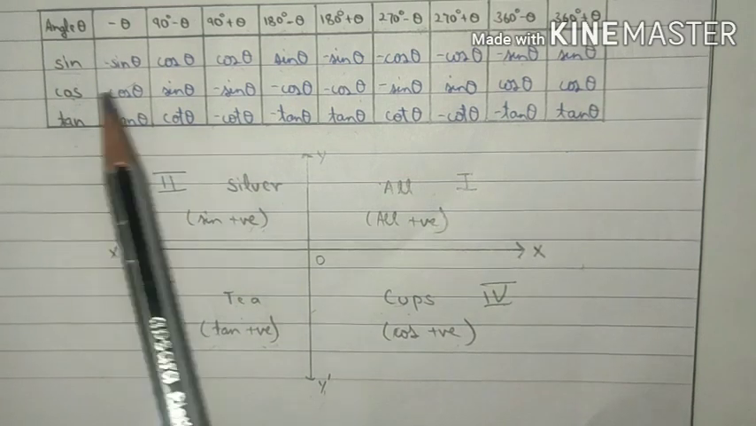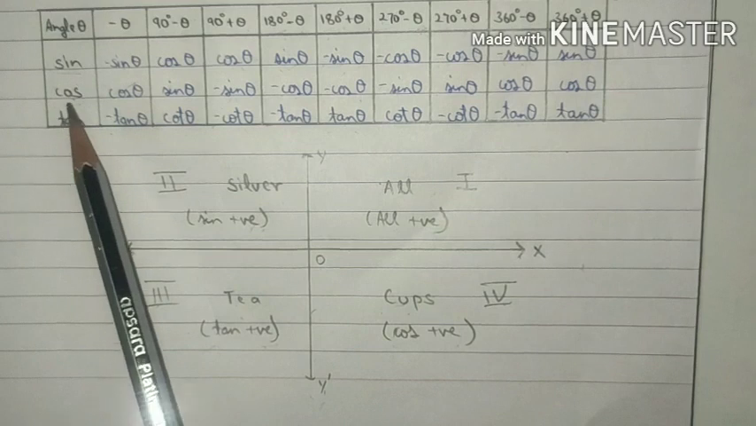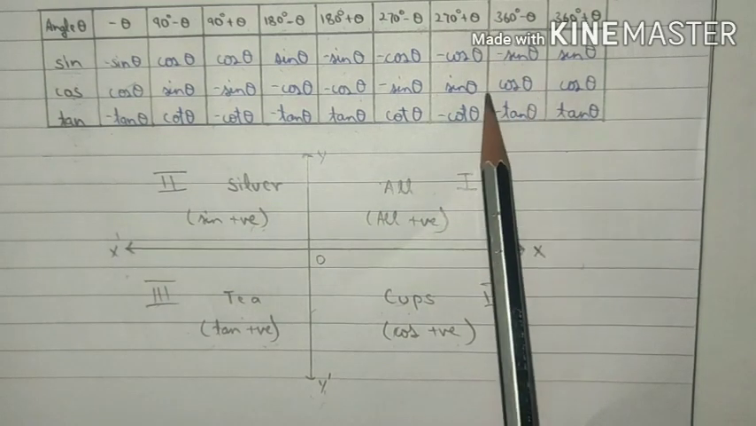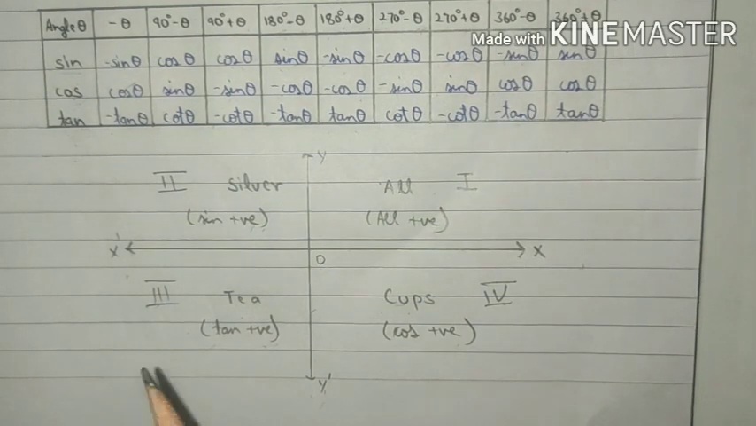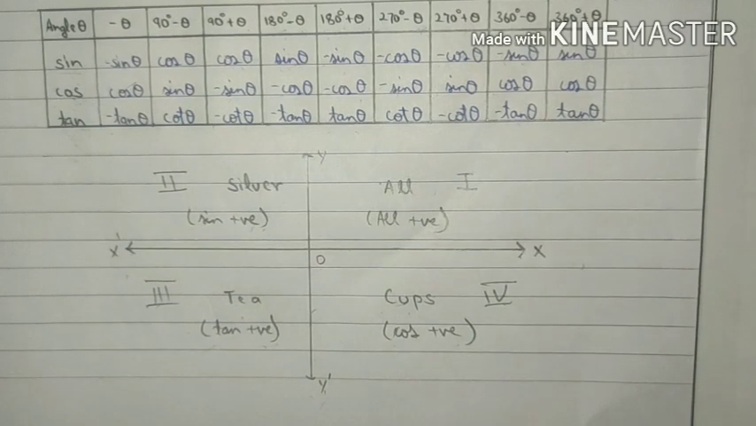Cos of 270 degree plus theta is positive, and cos of 360 degree minus theta is also positive, since it lies in the fourth quadrant where the value of cos is positive. Now for tan, we observe both the values are negative.